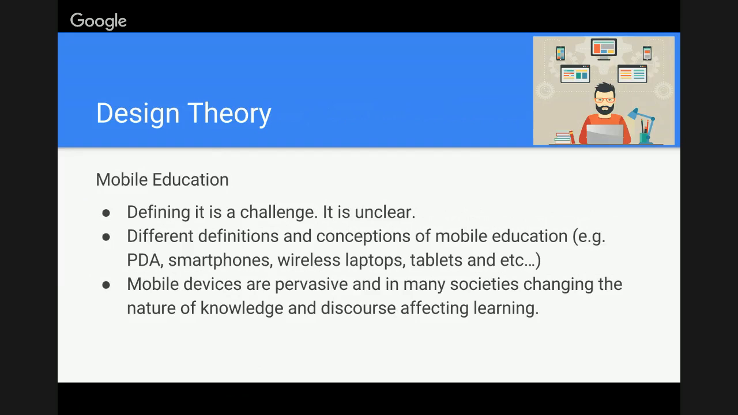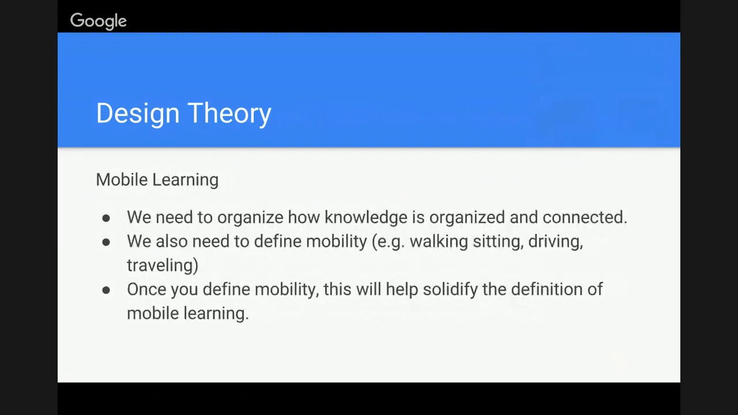Now, looking at mobile learning, what we need to do is organize how knowledge is organized and connected. We also need to define what mobility is. Does that mean walking while using your device, sitting, driving, and challenging? And when we define mobility, we have to come up with other definitions so that it will help solidify the definition of mobile learning.